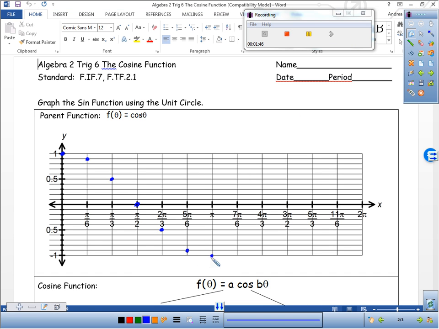Okay, at pi we should be at negative 1. At 7 pi over 6 we should be at negative 0.9. At 4 pi over 3 we should be at negative 0.5. At 3 pi over 2 we should be at 0. At 5 pi over 3 we should be at 0.5. At 11 pi over 6 we should be at 0.9. And at 2 pi we should be back at 1. And so this is my cosine curve.